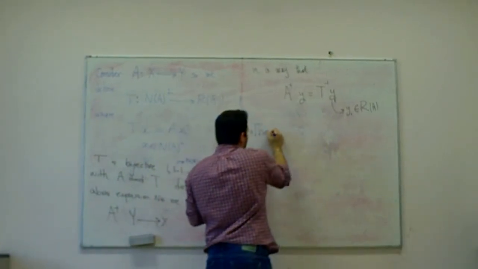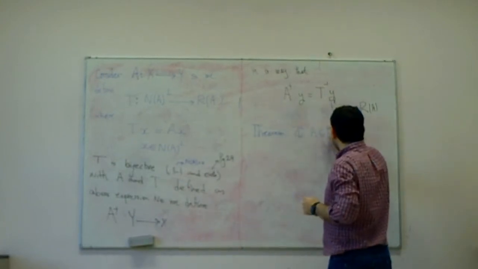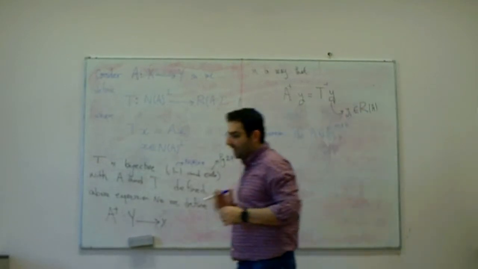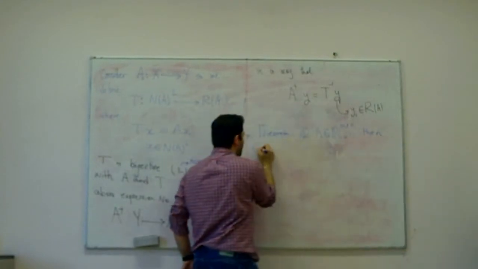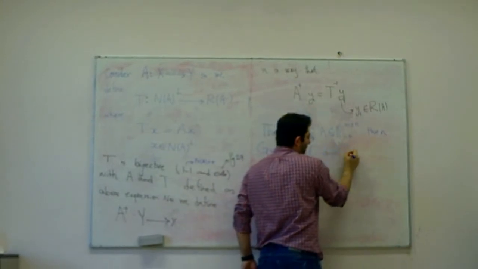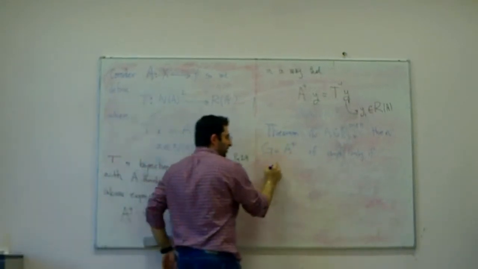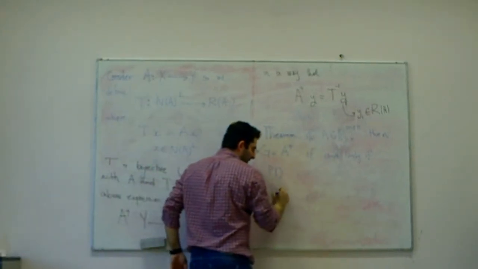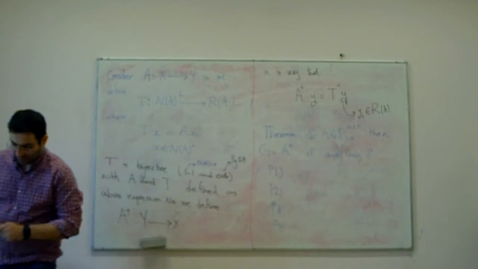Theorem. If A belongs to R m by n and has rank r, then G is the pseudo-inverse if and only if... In other words, I can tell you that this matrix is the pseudo-inverse of the other matrix that I have if four conditions, four principles, P1, P2, P3, and P4, are valid. And let's see what they are.